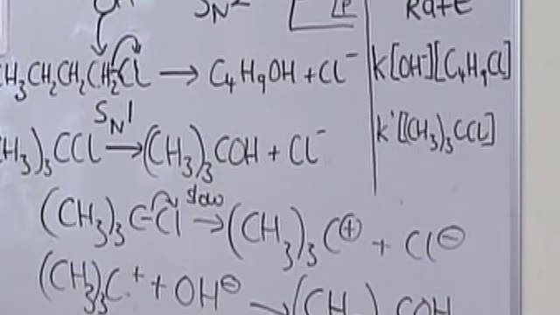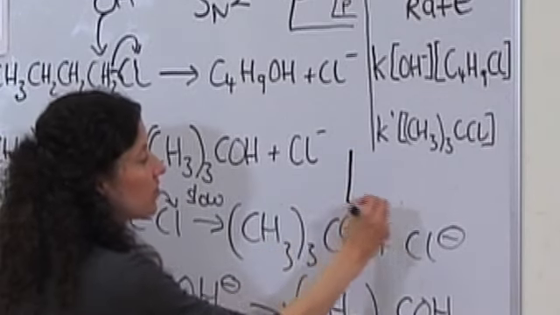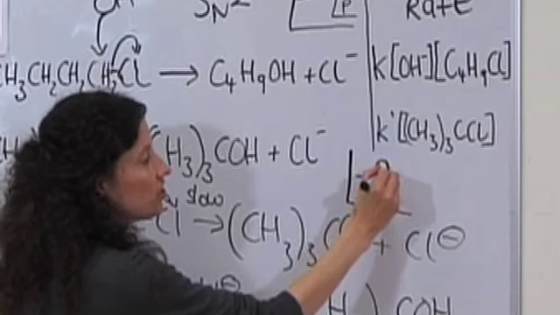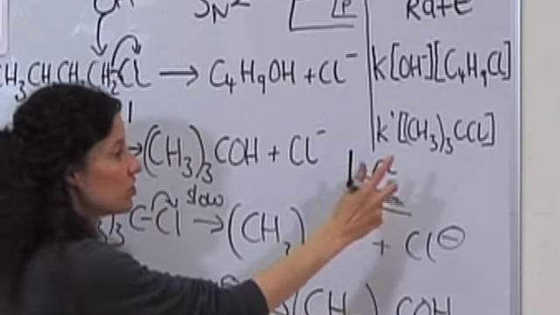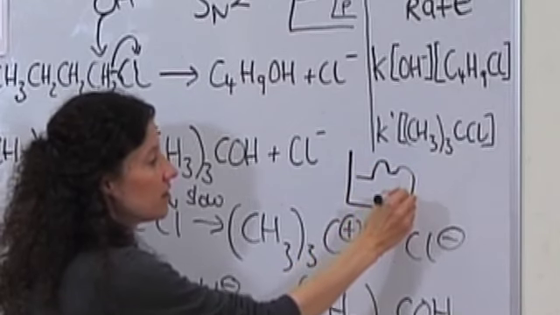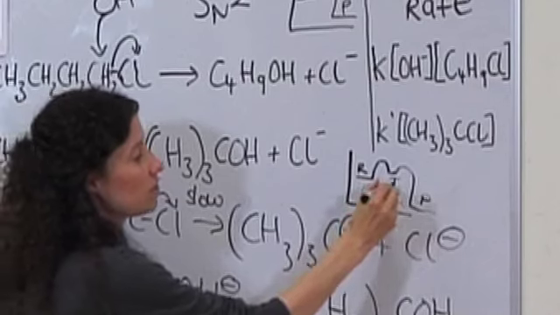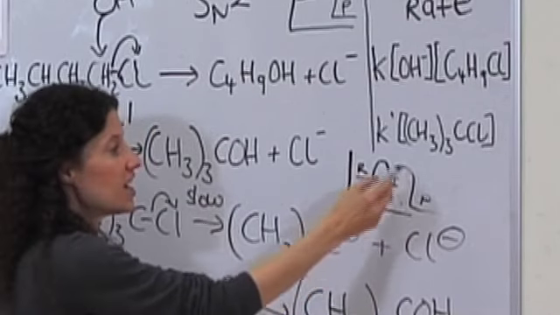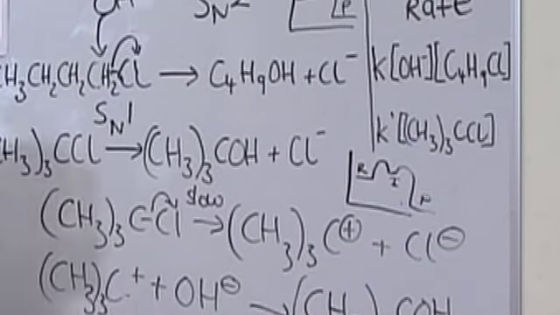So if we were to sketch a reaction profile for the second mechanism, we would find that we had formation of an intermediate species, the carbocation, before formation of the final products. And this carbocation is a local energy minimum on the energy diagram.